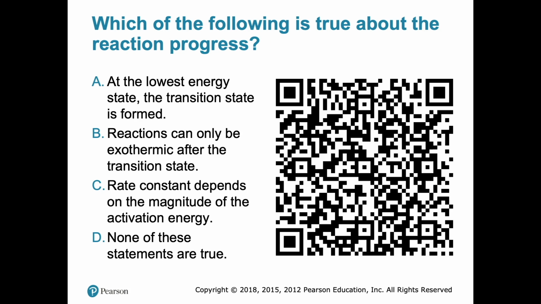Okay, your next question. Which of the following is true about the reaction process? At the lowest energy state, the transition state is formed. The reaction can only be exothermic after the transition state. The rate constant depends on the magnitude of the activation energy. Or none of these statements are true.